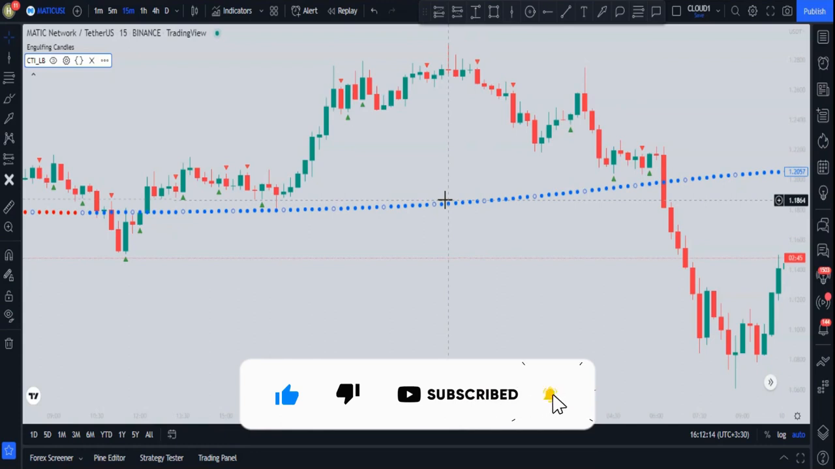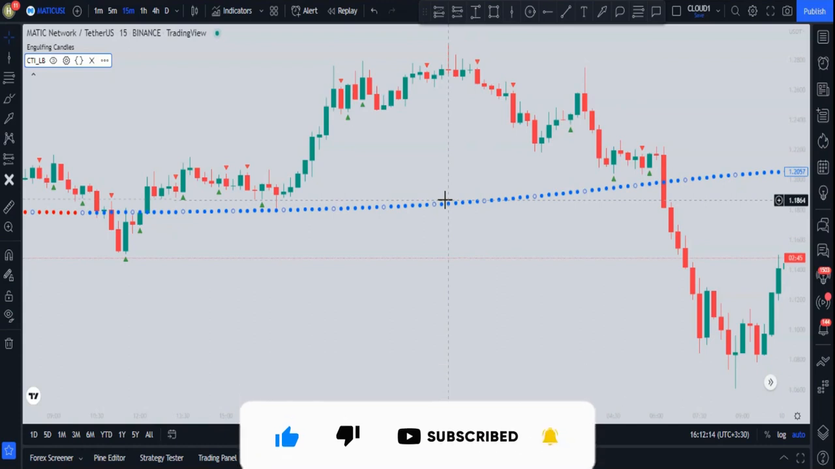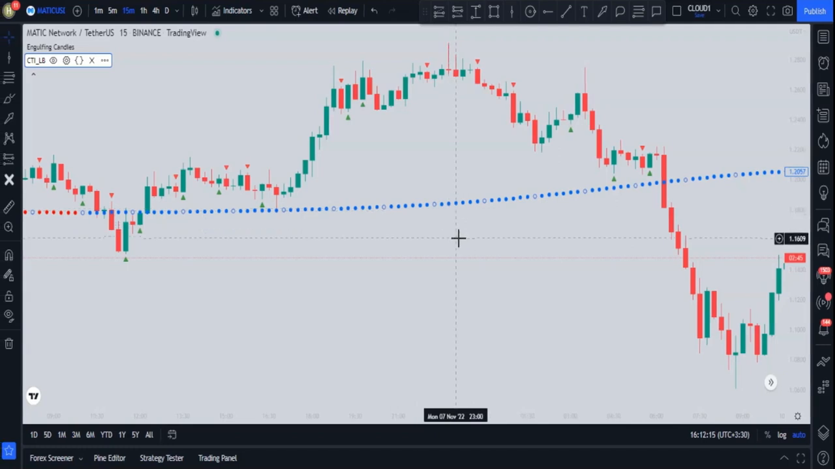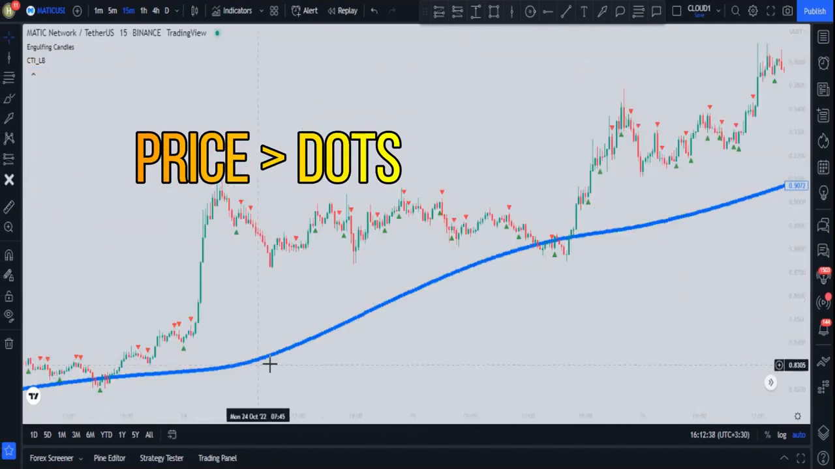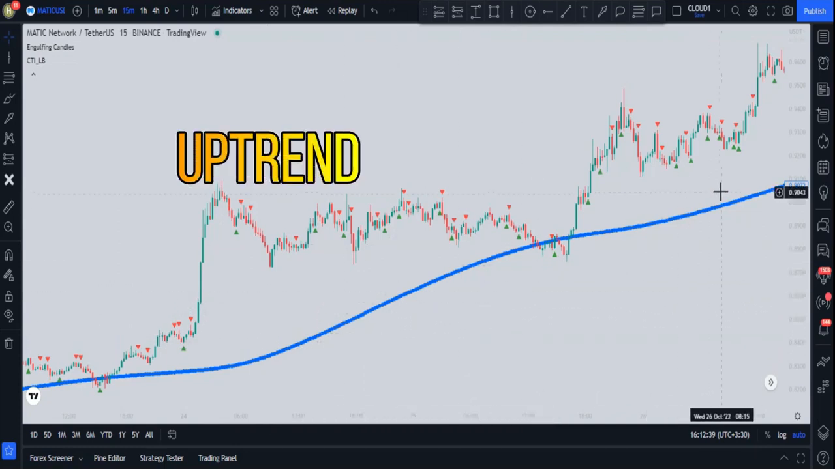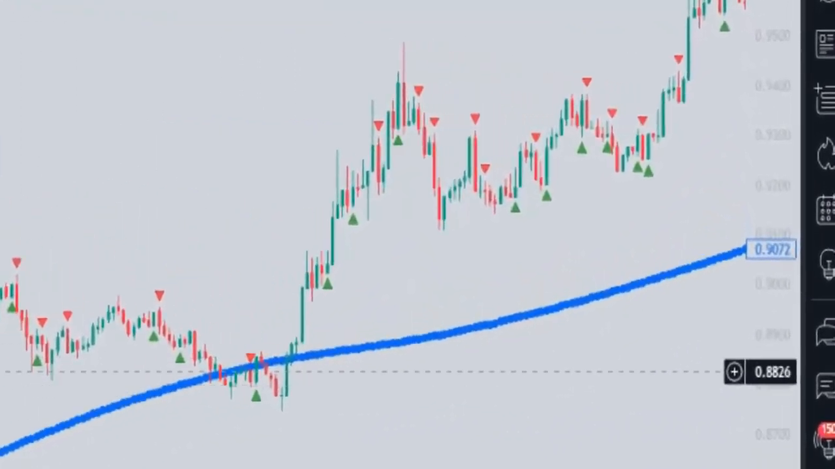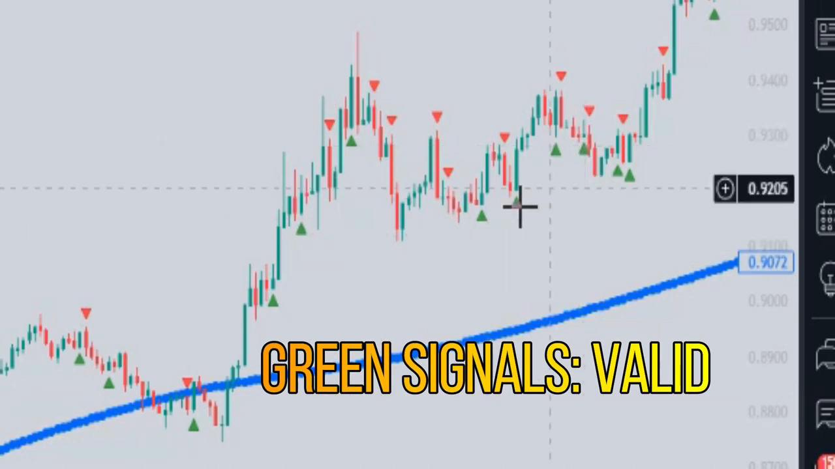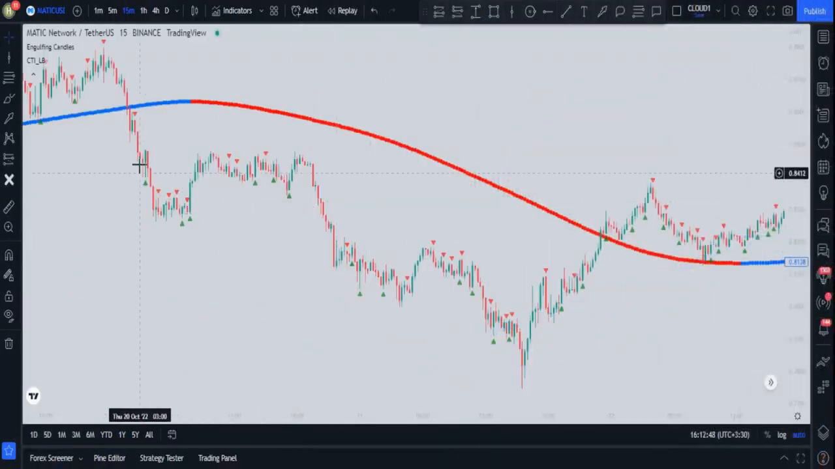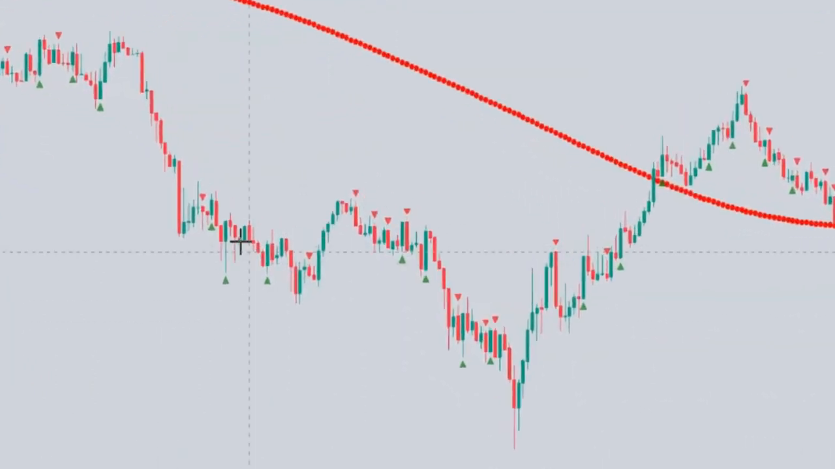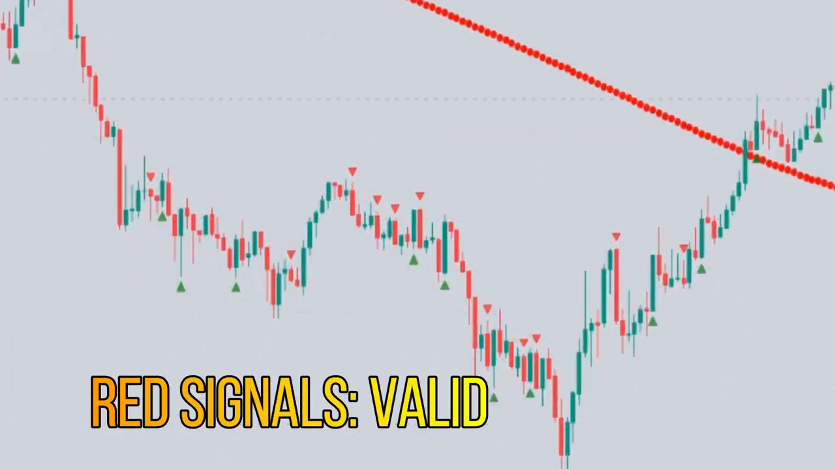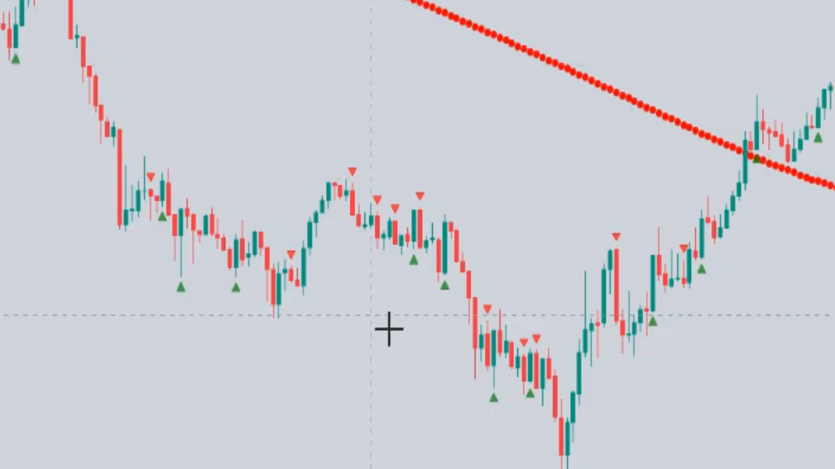The CTI indicator will help us a lot because this indicator helps us to detect the market movement direction. So when the dots of the CTI are below the candles, the momentum is increasing. So the red triangles are invalid and we should only take the green triangles as valid signals. And whenever the dots of the CTI indicator are above the price action, we should only take the red triangles into consideration because the market movement is decreasing.